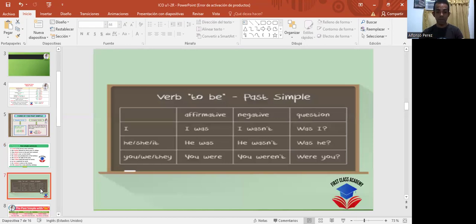Okay, let's go with the verb be. For the verb be, we need to memorize the forms. We have I was, he was, you were, they were, she was, it was, and the negations wasn't, weren't. Negations are always stressed. That is a contraction: was not, were not. For the question, we place the verb be first, with a rising tone. Was I? Was he? Were you?